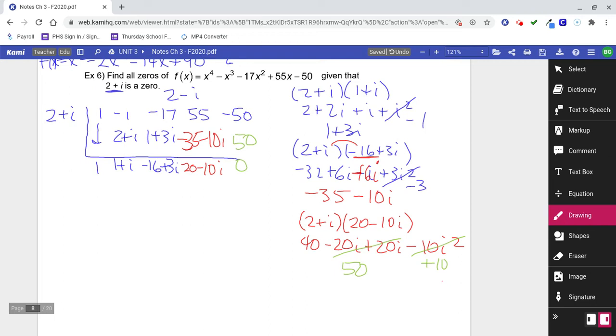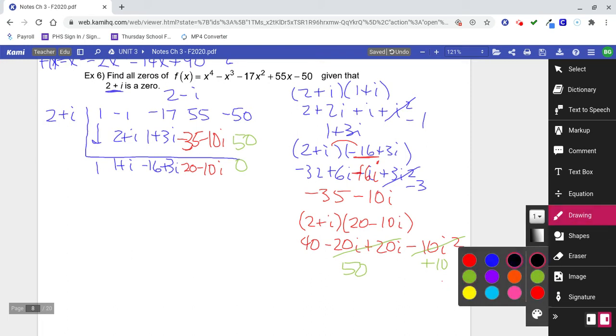Whatever. I also know, because of that conjugate zeros theorem, I knew that 2 minus i was going to work, too. So what I'm going to do is I'm going to take these numbers right here. Forget about the 0. Don't need it. And I'm going to work on 2 minus i. Okay? So do the same process.